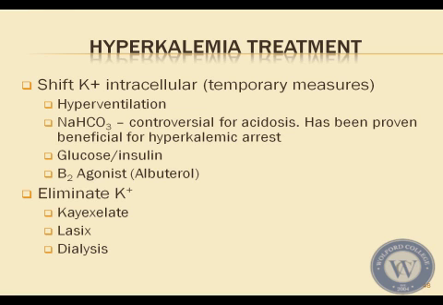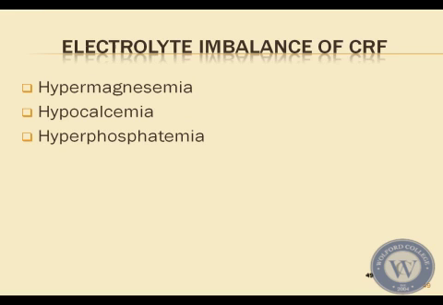Elimination of potassium is also possible with agents such as Kayexalate, which I described before, is given PO until the patient begins to have diarrhea. These are binding agents that will bind to potassium inside the GI tract. You can also administer Lasix, a potassium-wasting diuretic, and ultimately dialysis may be the treatment of choice in some of these individuals. The other thing that's very common in electrolyte imbalances in chronic renal failure are things like hypermagnesemia, hypocalcemia, and hyperphosphatemia.